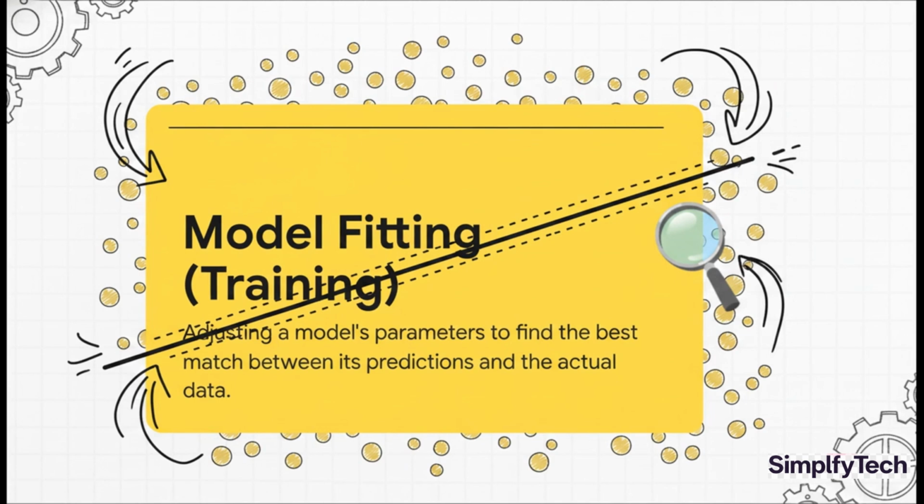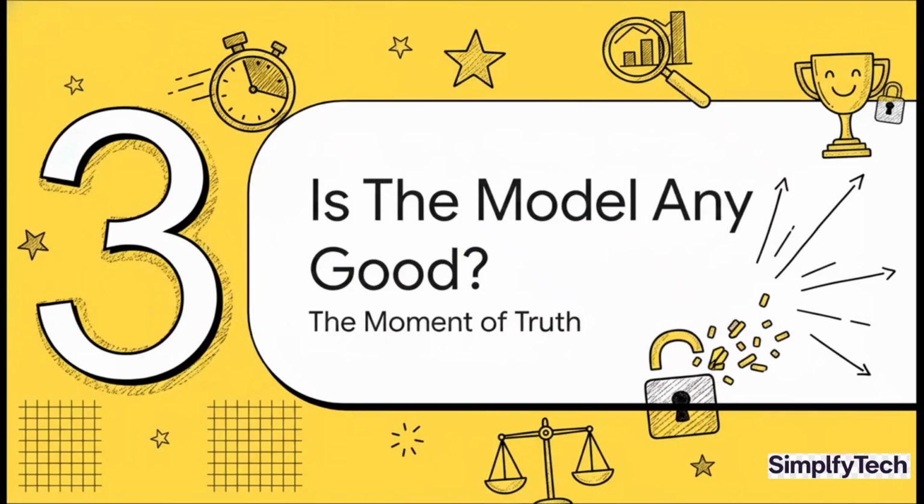So what's actually happening when we call .fit? Well, that is the training. The algorithm is literally crunching all those training data points and figuring out the one single straight line, the best fit line, that gets as close as possible to all of them. It is literally learning the relationship. Okay, so our model is trained, but here's the thing. That doesn't mean it's any good.